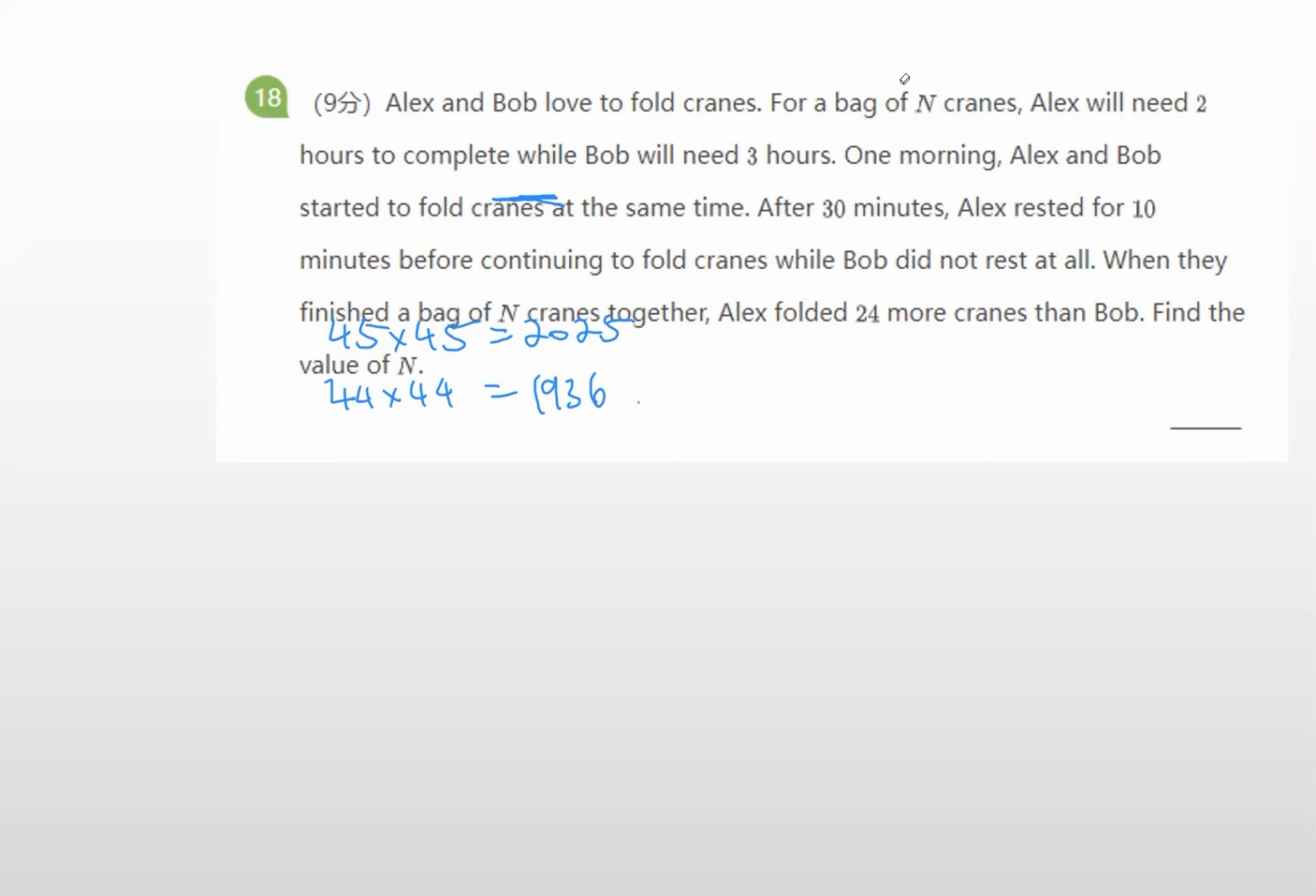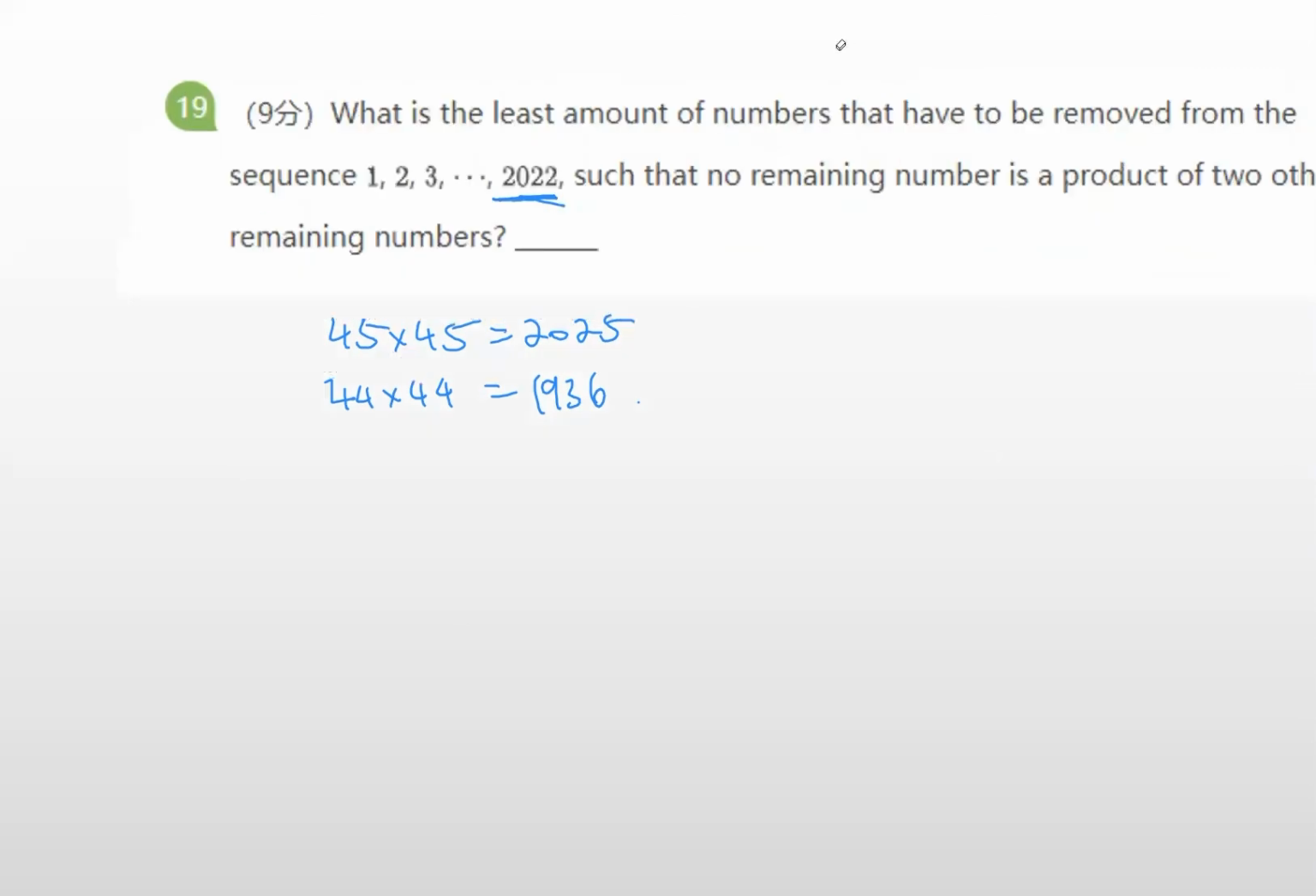So why did I move to the previous page? Okay, so we have 45 times 45, we know it's 2025. 44 times 44 is less than 2022, right? So if we have 44 times 45, we get 1980, which is less than 2022. So I remove all numbers that are less than 45.